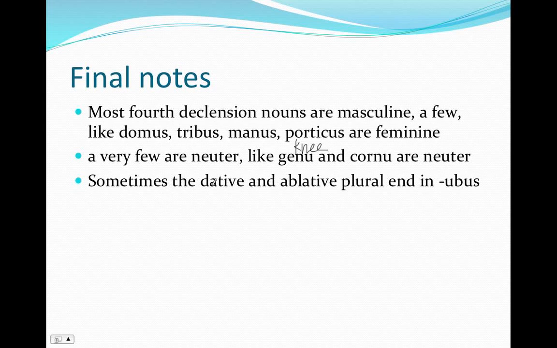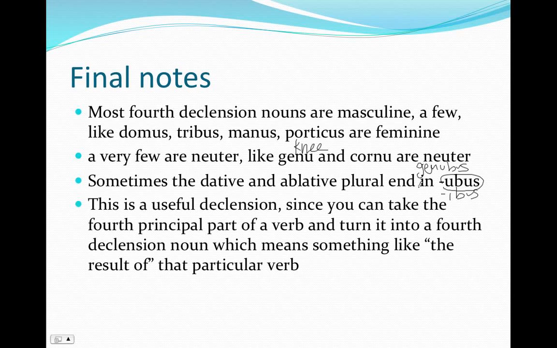And then, what you should note is that sometimes the dative and ablative plural ends in ubus. Particularly when we see this with genu, you're going to see genubus instead of genibus, but you'll find both. So ibus and ubus, the ubus is found only in a few particular instances, but it's identical to the ibus. If when you're declining the fourth declension you use ibus, you'll always be safe.